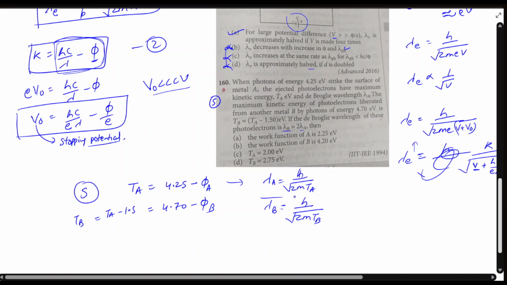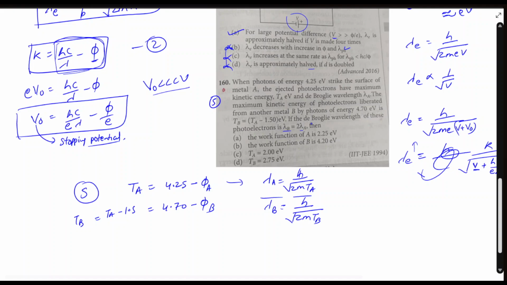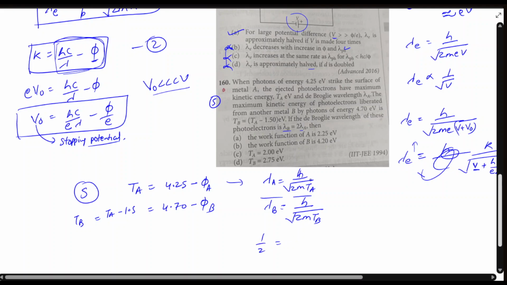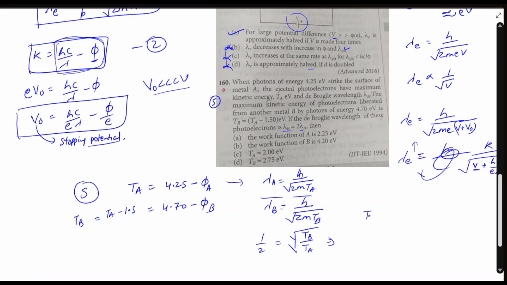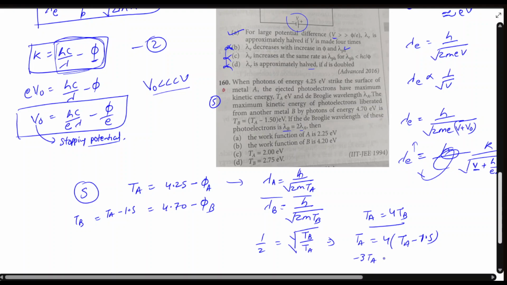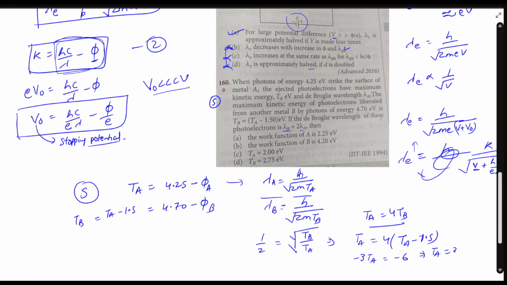So if I divide both of them, lambda A upon lambda B is 1 by 2. So this is actually 1 by 2. So it will be root TB by TA. Let's square them. So we will get TA will be 4 TB. So TA will be 4 TB. If I put the value, TA is equal to 4, TB is TA minus 1.5, right? So it will be minus 3, TA will be minus 6, right? So TA will be 2.